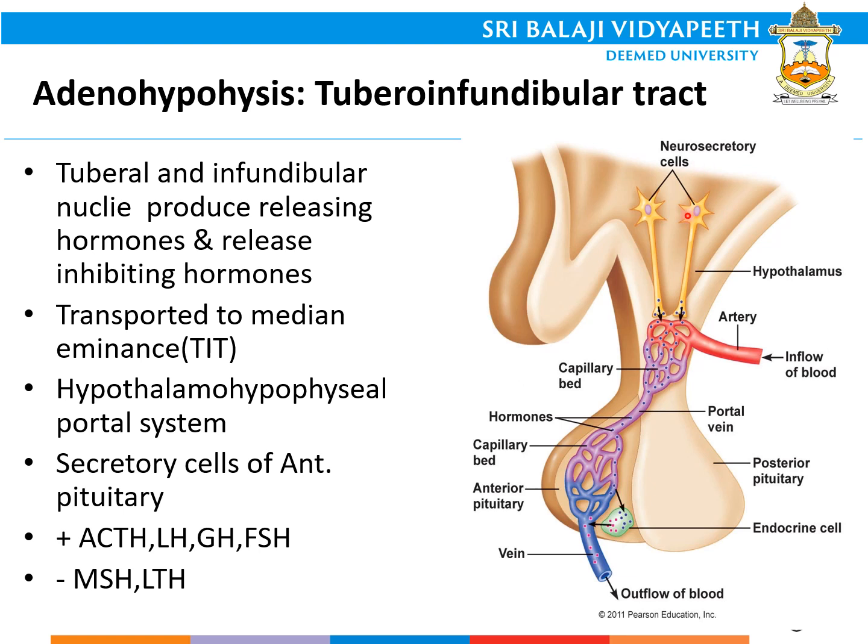Now these are transported to the median eminence by the tuberoinfundibular tract, and from there the hypothalamo-hypophyseal portal system brings them to the anterior lobe of the pituitary, where these hormones help in the release of ACTH, LH, growth hormone and FSH, whereas they inhibit the secretion of MSH, that is melanocyte stimulating hormone, and luteotrophic hormone.